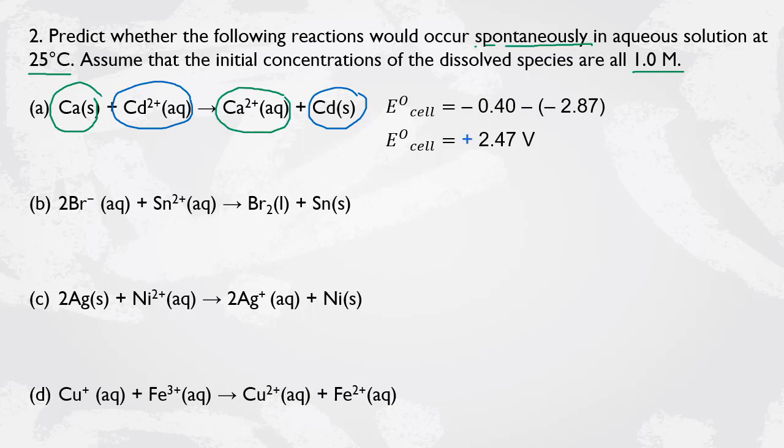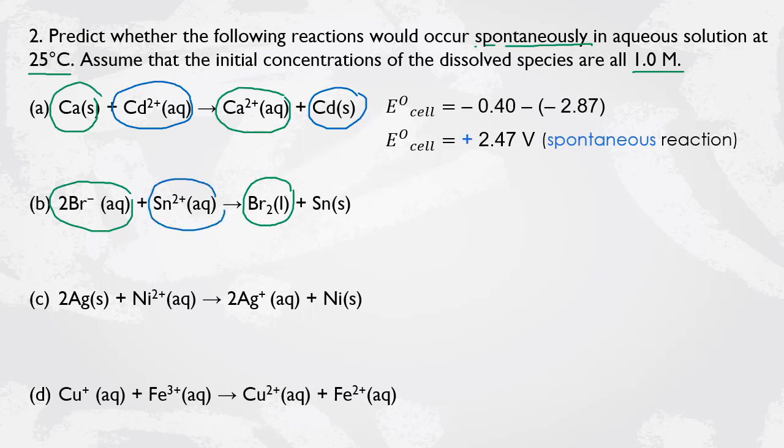Since we have an E-note cell value greater than 0, we're going to have a spontaneous reaction. Next, for 2B, we have 2Br minus becoming Br2 and Sn2 plus becoming Sn. So 2Br minus to Br2 will be the oxidation, the anode, and Sn2 plus will undergo reduction to become Sn. So the cathode is Sn2 plus.